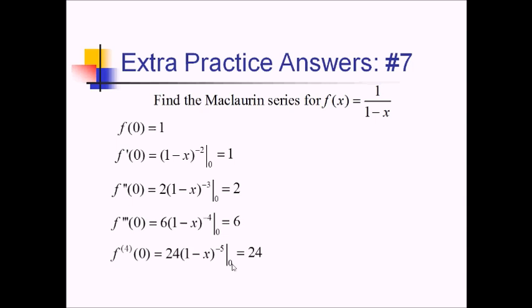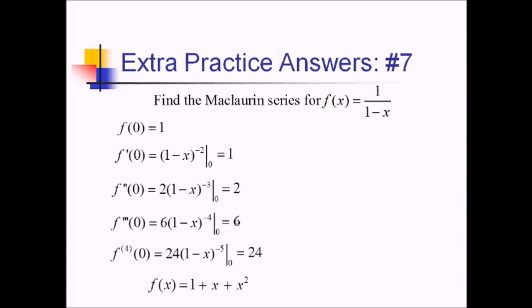All right, we can go ahead and write out our series now. We've got f of 0, which is 1. We have f prime of 0 times x, that's 1x that we're adding. Next, we have 2 over 2 factorial x squared. So that's just 1x squared.